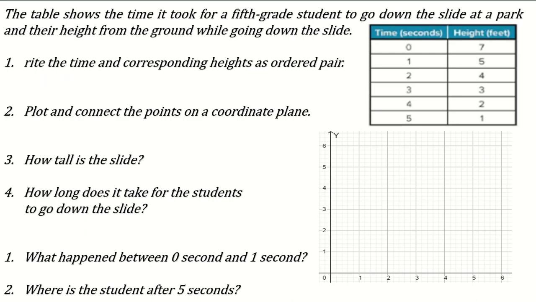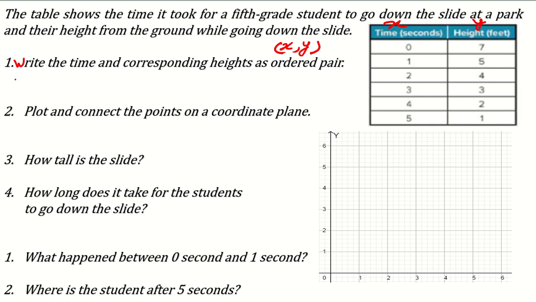No. Next is, the table shows the time it took for a 5th grade student to go down the slide at a park and their height from the ground while going down the slide. Now write the time. I'm sorry for the spelling here. This is height also. Write the time and corresponding height as an ordered pair. I'm sure you know an ordered pair is anything written in brackets, where the first value is X and the second value is Y. So here I am taking time on X and height on Y.